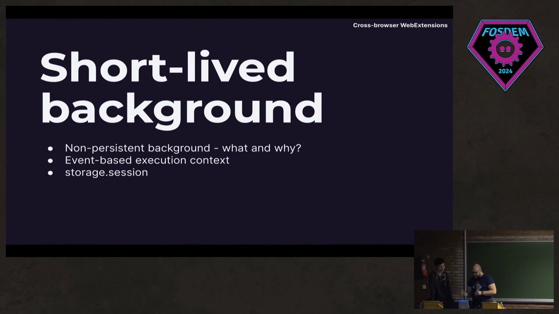So let's talk about short-lived background contexts. In Manifest v3, one of the major changes to the extension platform is that in the past we had persistent background pages, and that's no longer an option, due to constraints outside of the browser's control. In order to run everywhere and run efficiently, we necessarily terminate idle extensions' background contexts. That has some important consequences for how you design and build your extension.